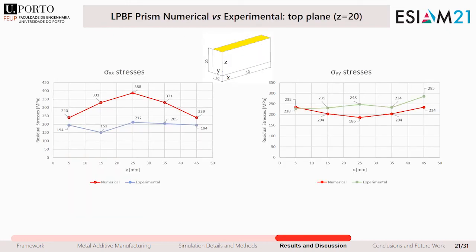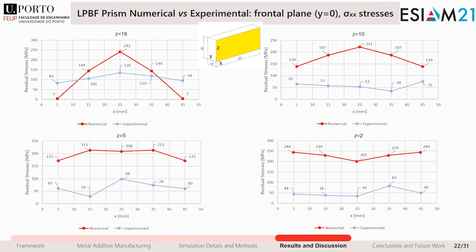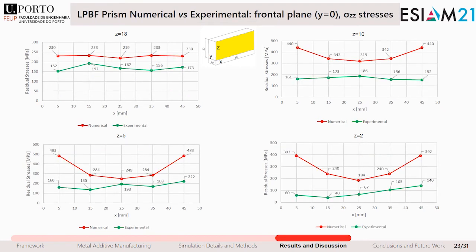This slide compares the experimental and numerical results for the residual stresses at the top of the block. The transverse stresses are in fairly good agreement between numerical and experimental results. For the longitudinal stresses, the numerical result seems to overpredict the experimental result. Regarding the frontal face and longitudinal stresses for the block, one can see that in general the numerical results overpredict the experimental values. Despite the persisting overprediction, for the vertical stresses the deviations are lower.